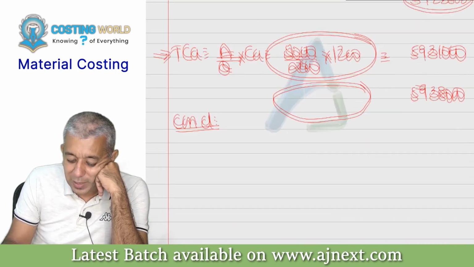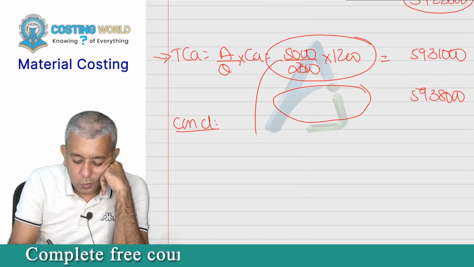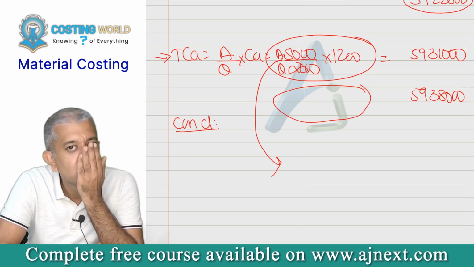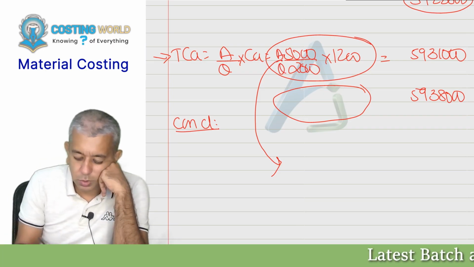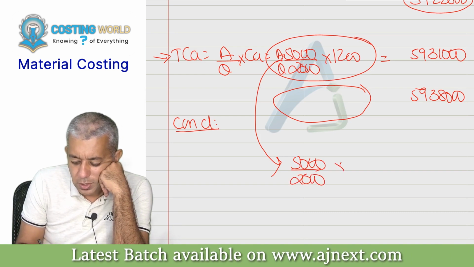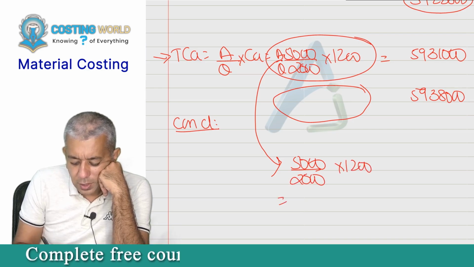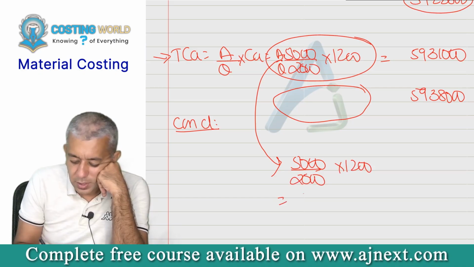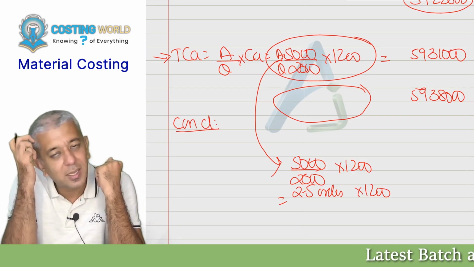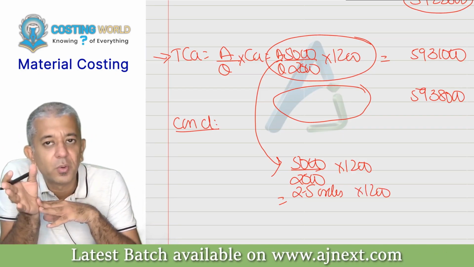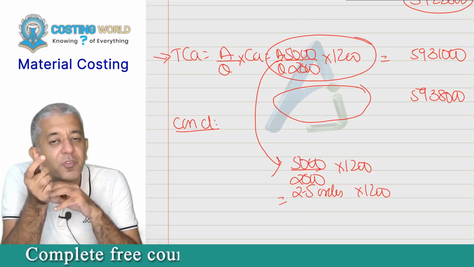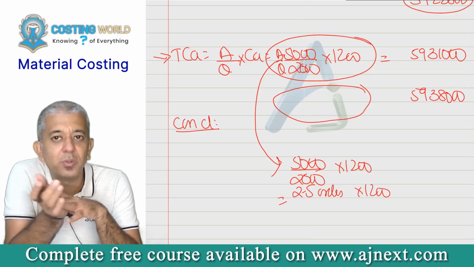I'll just try to elaborate for some people. See, what you all did over here. Can you say A upon Q stands for number of orders, no? Correct, no? So, 5,000 upon 2,000 into 1200. Now, if you solve this part first, it comes to 2.5 orders into 1200. You will understand that you cannot place half order, no? Beta, even if you place an order for half quantity, that is still one order, no?